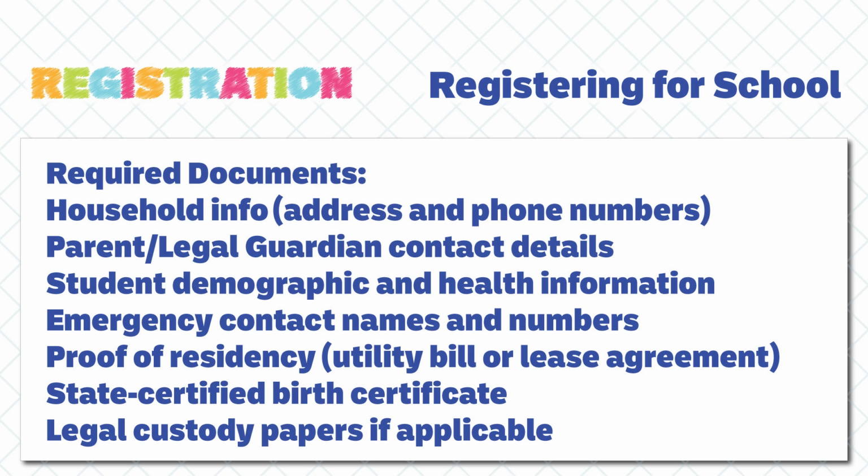Whether you're registering at your home boundary school or a school approved for open enrollment, here are the documents you'll need. Household information, address and phone numbers. Parent or legal guardian contact details. Student demographic and health information, emergency contact names and numbers, proof of residency, such as a utility bill or lease agreement, state certified birth certificate, legal custody papers if applicable.